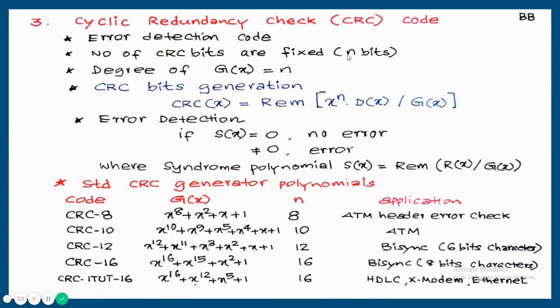The reason is there is no fixed number of data bits. It's not a block code. Any number of data bits can be selected, any number of data bits. But this number is fixed. N bits, CRC bits are going to be generated.